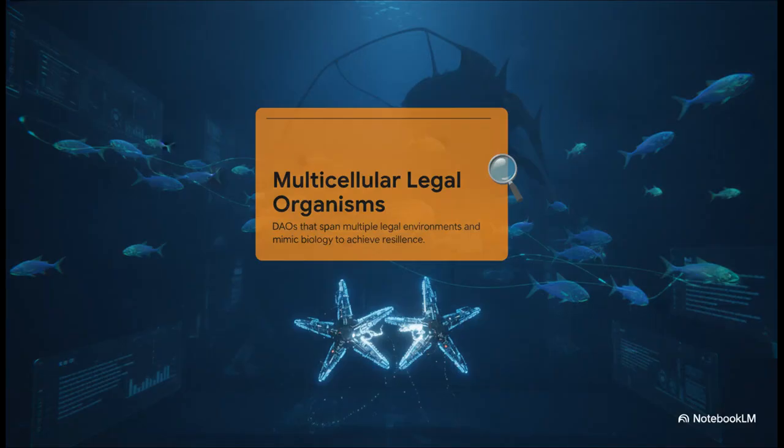To really grasp what we're dealing with today, we've got to stop thinking of DAOs, decentralized autonomous organizations, as just flat, boring software artifacts. Instead, we need to look at them as multicellular legal organisms. Think about it. These are living, evolving legal animals interacting with external stimuli in the highly volatile waters of Web3. They span multiple legal environments and actually mimic biology to achieve resilience. But just like anything in nature, they have natural predators and, of course, inherent weaknesses.